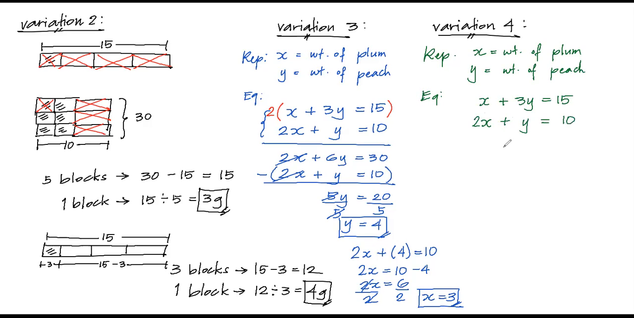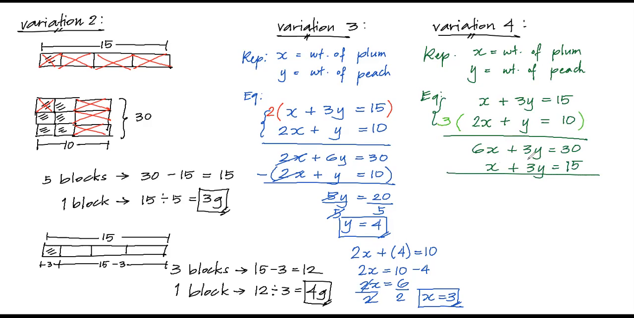Now, if you want to eliminate the weight of the peaches, you just need to multiply both sides by 3 for the second equation to eliminate again. Okay? So what will happen here? This will become 6x plus 3y is equal to 30 from the second equation. Now for the first equation, 1 plum together with 3 peaches, it will become 15 grams. By means of elimination, you will see that this will be cancelled. So this will become 5x equals 45.